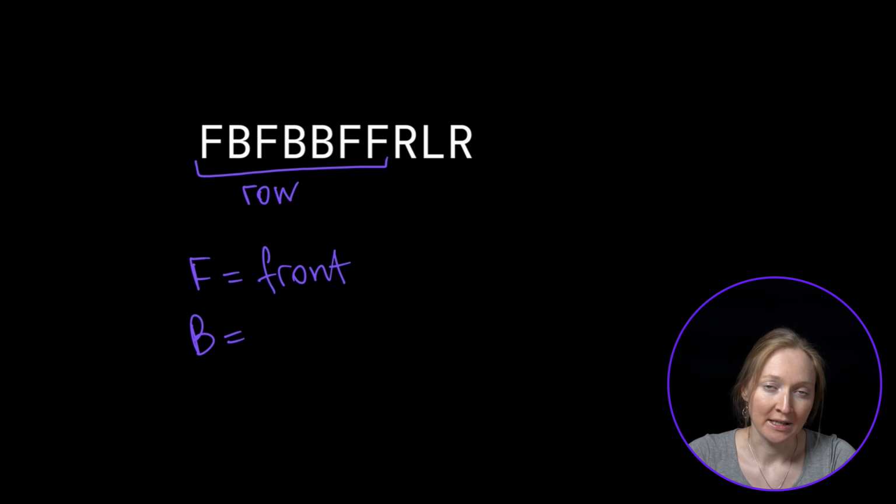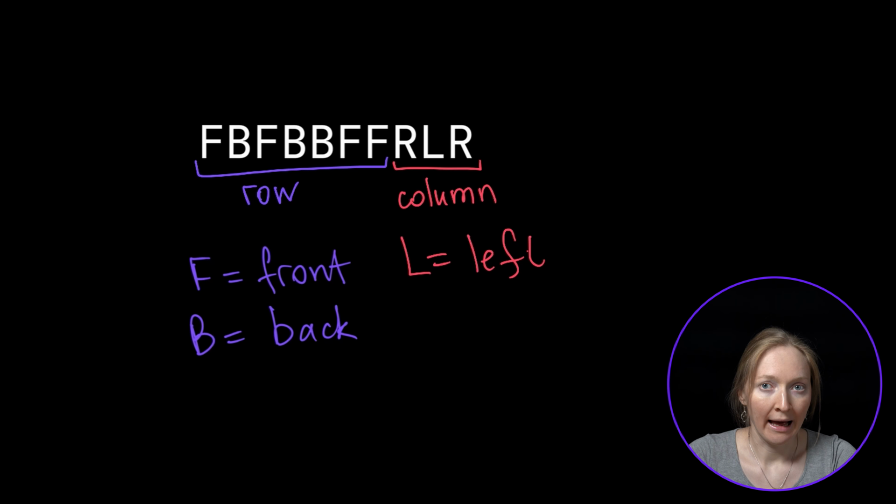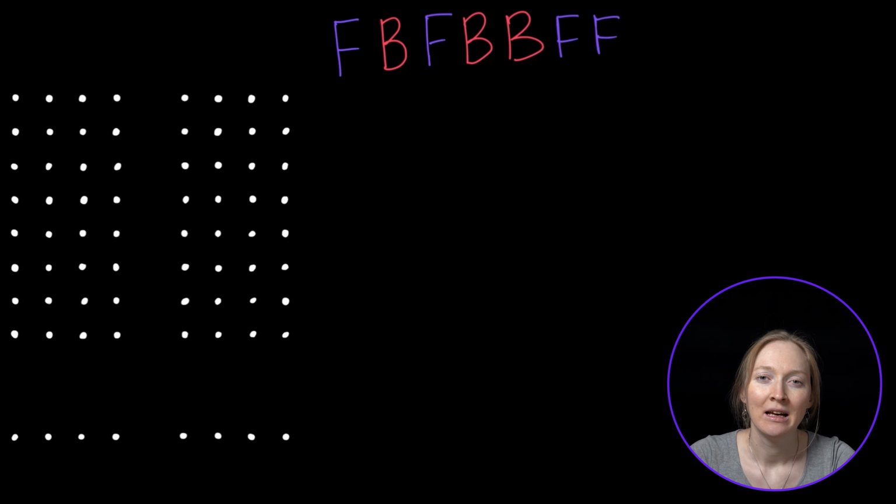The row is encoded as a combination of 7 Fs and Bs, where F means front and B means back. The column is a combination of 3 Ls and Rs, where L means left and R means right. The encoding works as follows. First, let's see how to find the row number.